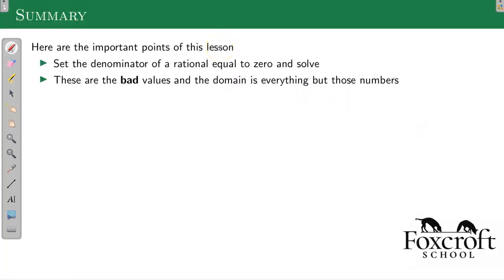All right, so remember, dividing by 0 is really the only thing you're concerned about when your function is a fraction. So you want to set the denominator equal to 0. That's going to give you the bad values, and your domain is everything but those bad ones.